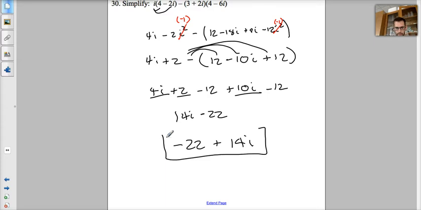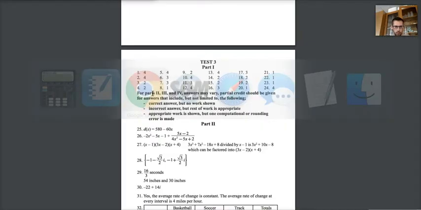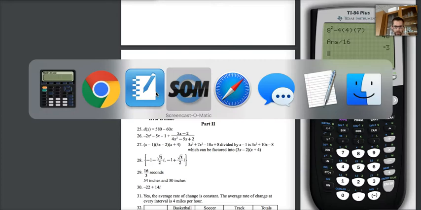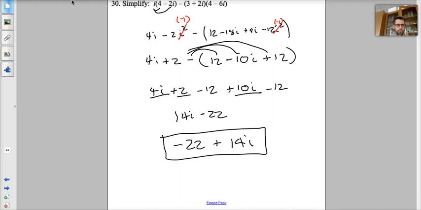I'm going to double check that. Negative 22 plus 14i. Hey, it worked out. Okay, cool. Nice. You could probably input this in your calculator and check yourself as well. I bet it would work.